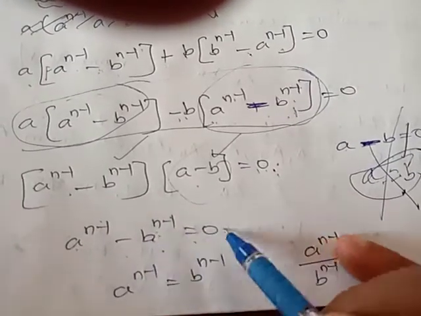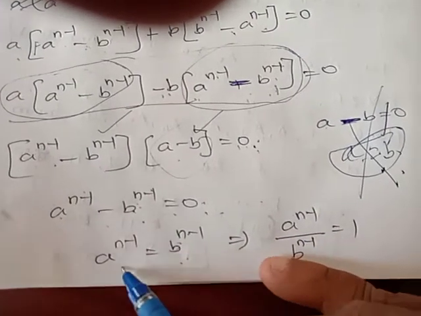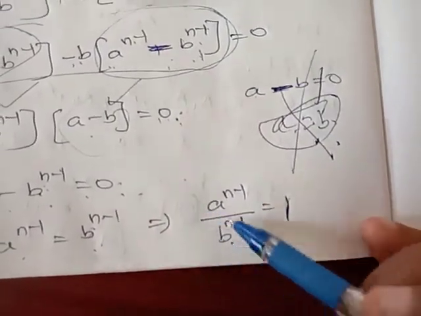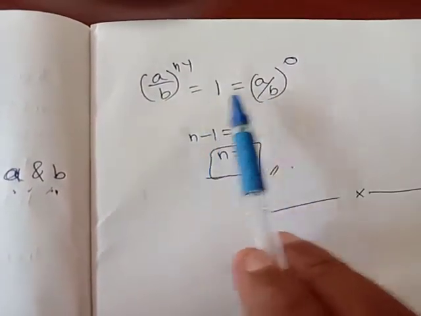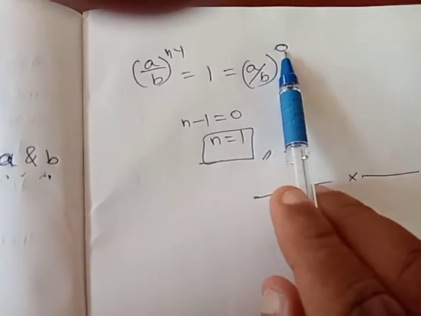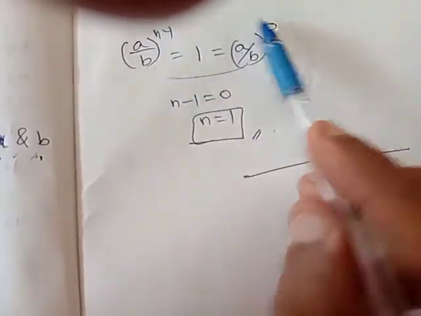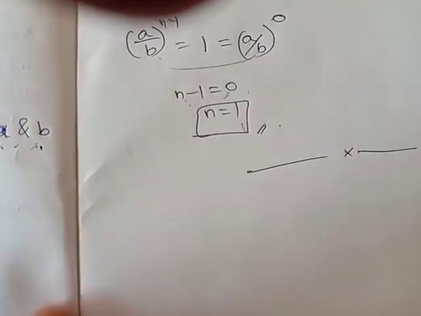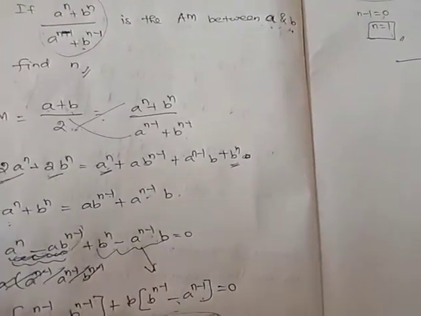We are transferring this b^(n-1) because our aim is to calculate the value of n. So we bring it to the other side, and we get 1 here. Using the exponential formula we can convert this as (a/b)^(n-1) equal to 1. 1 can be written as anything to the power 0, so we write it as (a/b)^0. When the bases are the same, the powers must be the same. Hence we equate the power n - 1 equal to 0, from which we can say the value of n is equal to 1. With this we have completed the arithmetic progression concept in 11th standard.